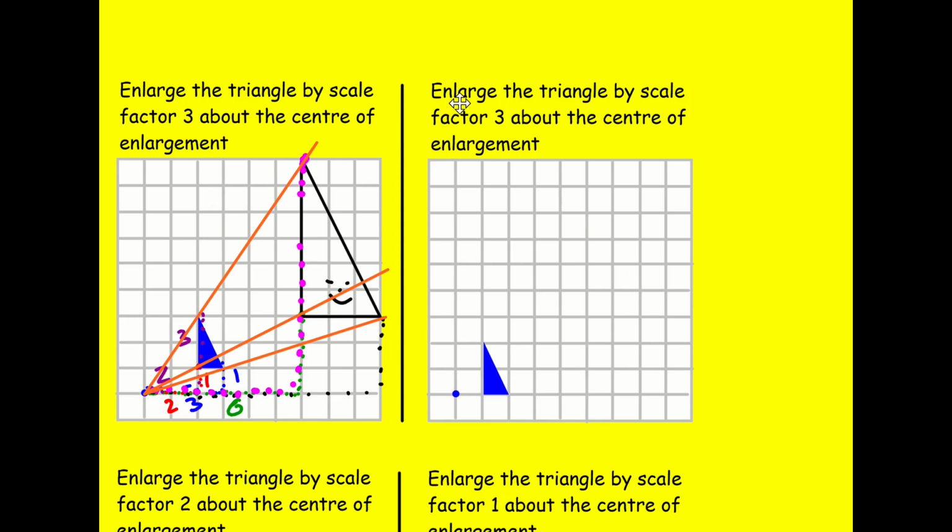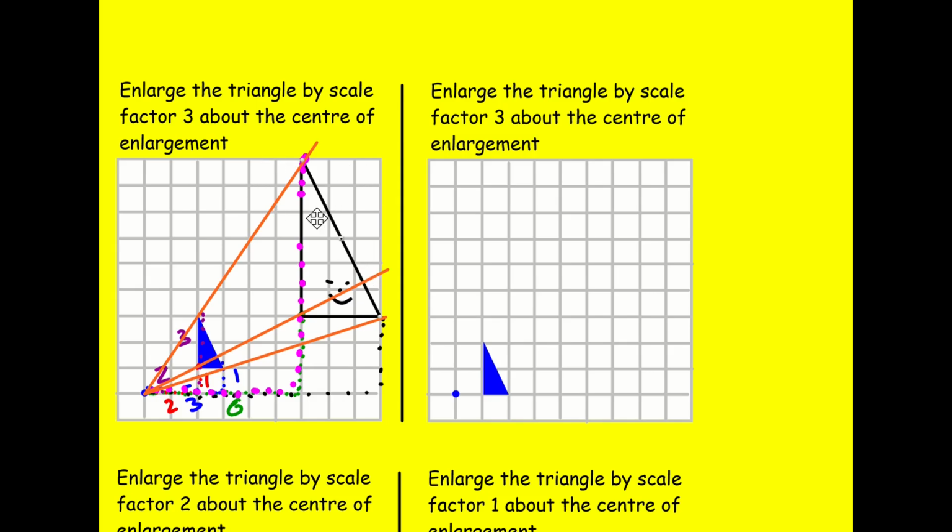Right, if you're confident with that, then try this second example yourself. Otherwise, and by the way, the center of enlargement will uniquely define where it is. This is the one and only answer. If you drew it somewhere else, then you've enlarged it by a scale factor 3, but you've not enlarged it by the center of enlargement.